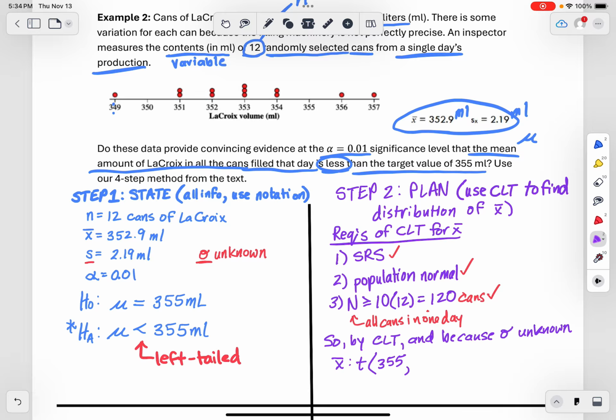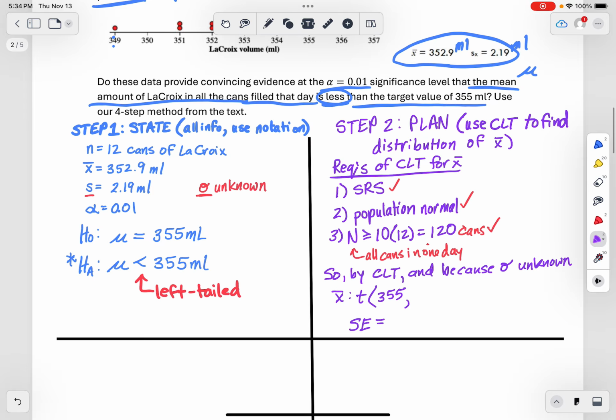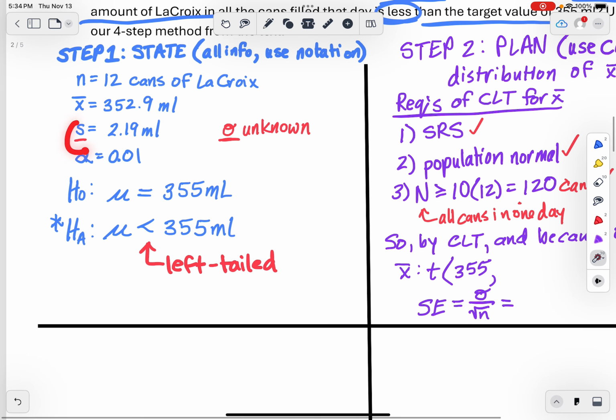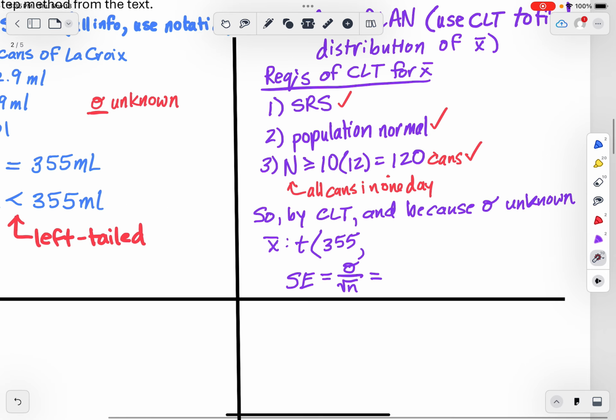So the x bars will follow a t distribution with a mean that's the same as what we assumed in the null hypothesis. So they should be centered on 355. And then they'll have a standard error. We've got to go hunt for that standard error. The standard error is going to be sigma over the square root of n. Well, we don't know sigma, so the best thing to use for it would be our sample. We're going to approximate sigma with our sample standard deviation. So we're going to use 2.19 over the square root of 12, and we get 0.63 milliliters there. So I'm going to put 0.63 in for my standard deviation.